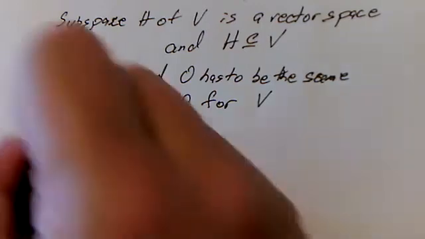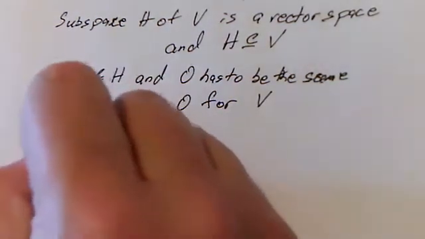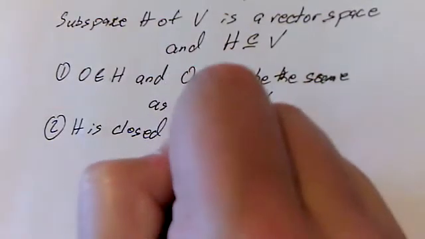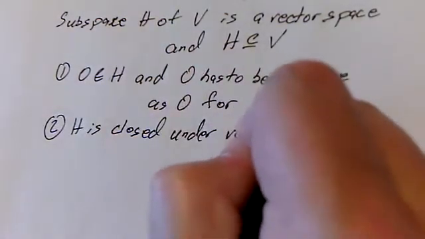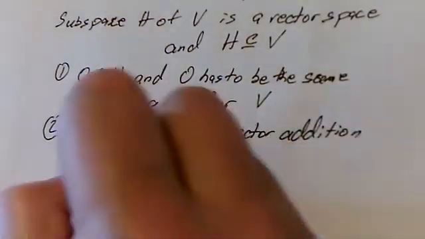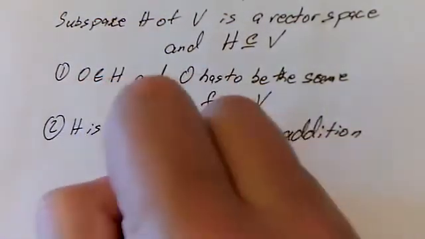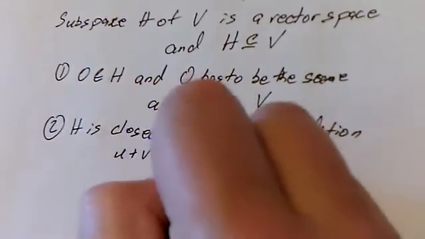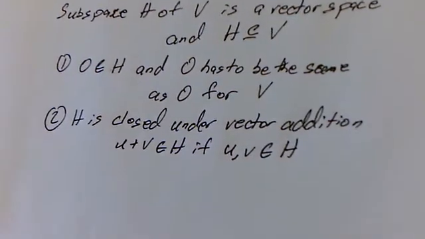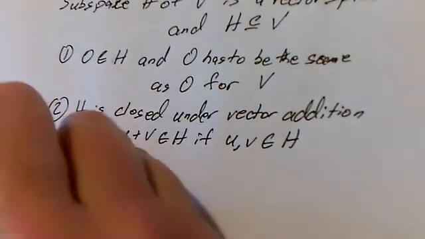2, H is closed under vector addition. So U plus V is an element of H if U and V are elements of my subspace H, or my possible subspace H.